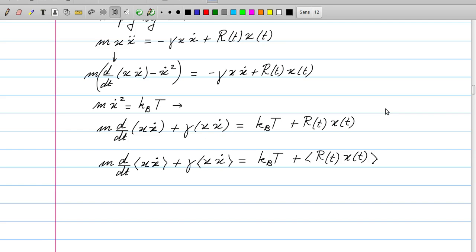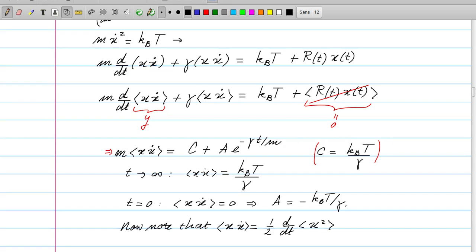It will not have any effect on the random force, and therefore it's uncorrelated from x. So we can put the x outside of the expectation value, and then we find just the average value of the random force R, and we have already seen several times that that is equal to 0, so this term disappears from the equation. And so we have now an equation in terms of the expectation value of x times x dot, which we can call, for example, y.